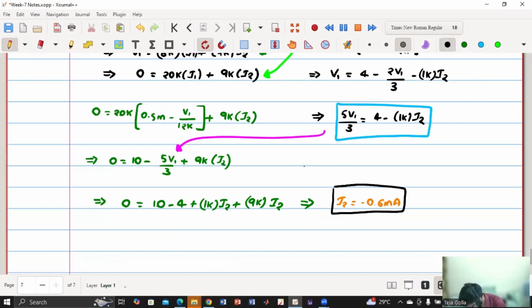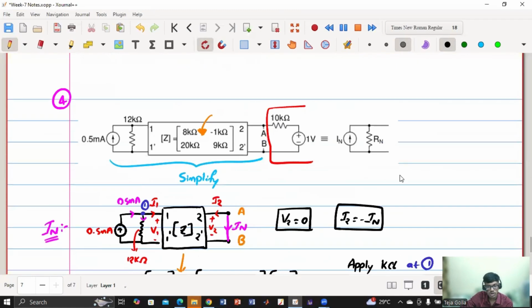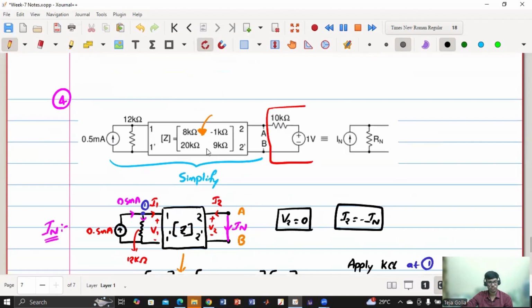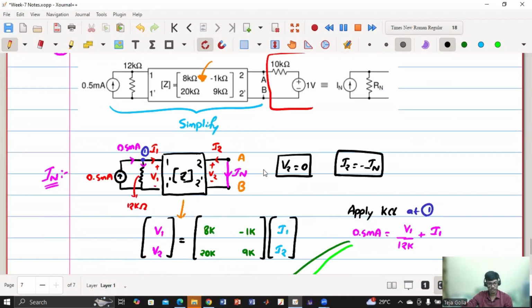We know the relationship between I2 and IN. IN is what? Minus I2. So from here I will get IN equal to 0.6 milliampere. Agree? So I got my Norton current. For this circuit, excluding the 10 kilo ohm and 1 volt, I have calculated the Norton current. Simple, right? Or any queries at this point? Okay, I have calculated IN.